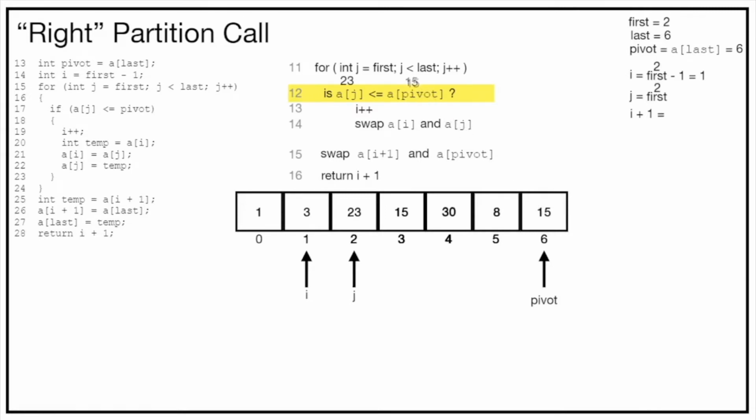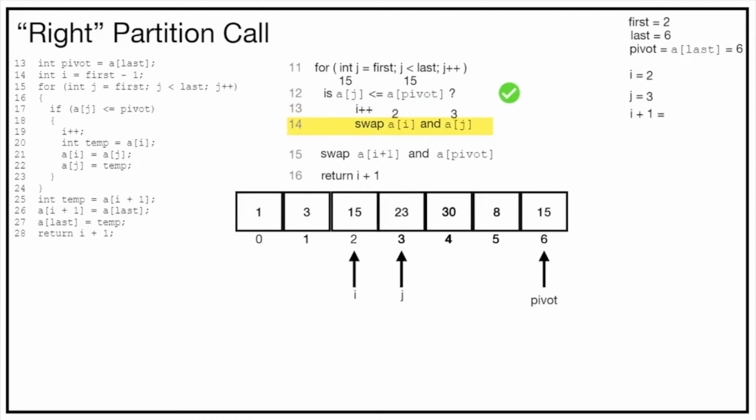We have, is A at j less than or equal to A at pivot? Or, is 23 less than 15? False. This means nothing will happen, and j increments. Now we have j equal to 3, and we check, is A at j less than or equal to A at pivot? Or, is 15 less than or equal to 15? True. This means i will increment. Setting the new value for i, we then swap A at i and A at j.